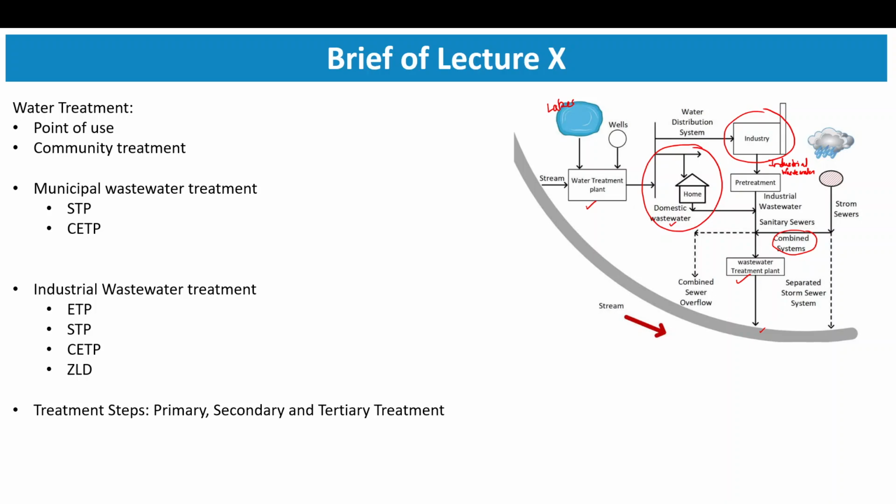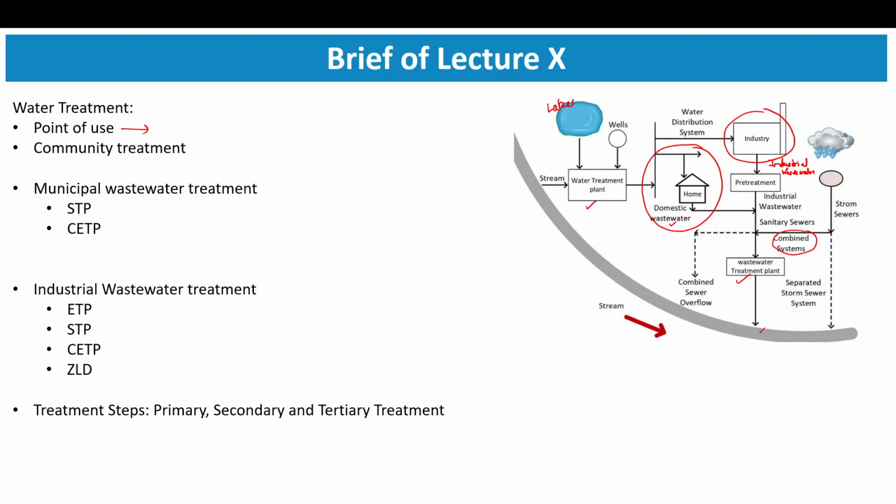So there could be different treatment strategies, depending on the end use. For example, if you are using a water filtration unit or a reverse osmosis, which is an RO unit, mostly found in every household nowadays. So if we are using that system, it is a point of use system.